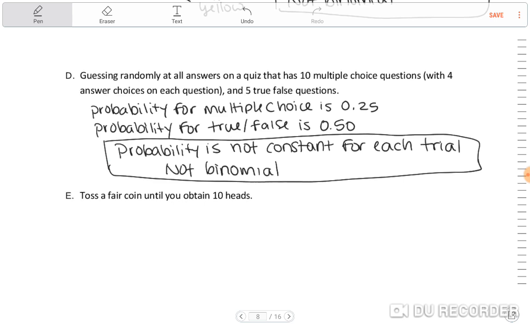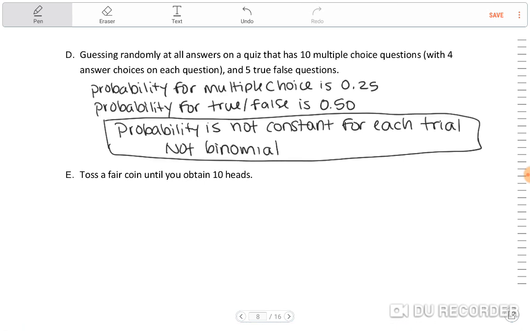Okay, and then the last one, toss a fair coin until you obtain 10 heads. Well, if you're going to be tossing it until you get something, that means that you don't have a fixed number of trials, because you're going to keep throwing it until you get to 10 heads. So maybe the first time you do the experiment, it's 10. You got heads every time you flip the coin, right? But maybe the second time you did it, it's 20. So you get 20 coin flips until you got 10 heads. So each time you perform the experiment, it's going to be a different number of trials.